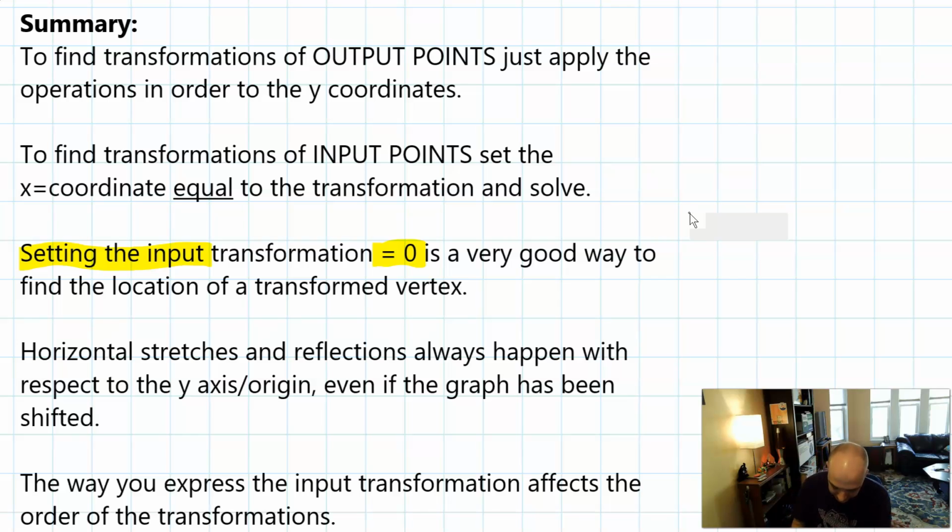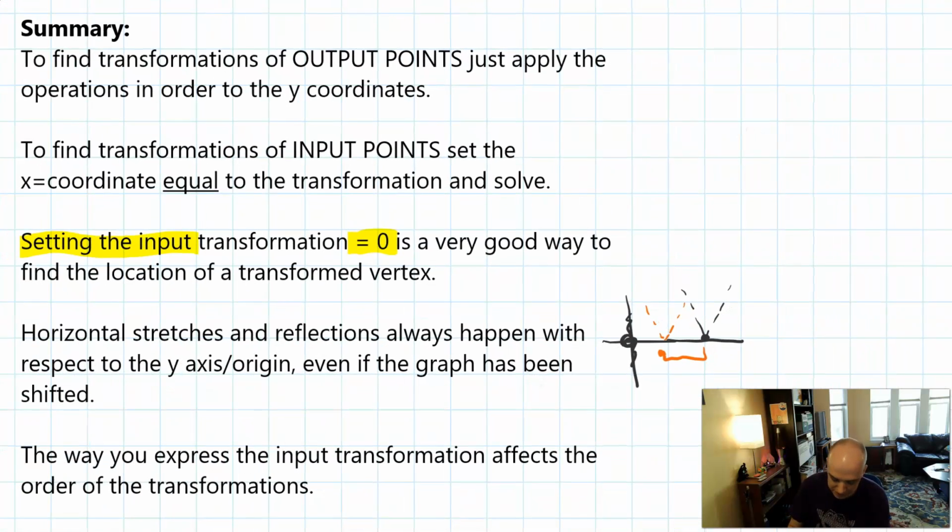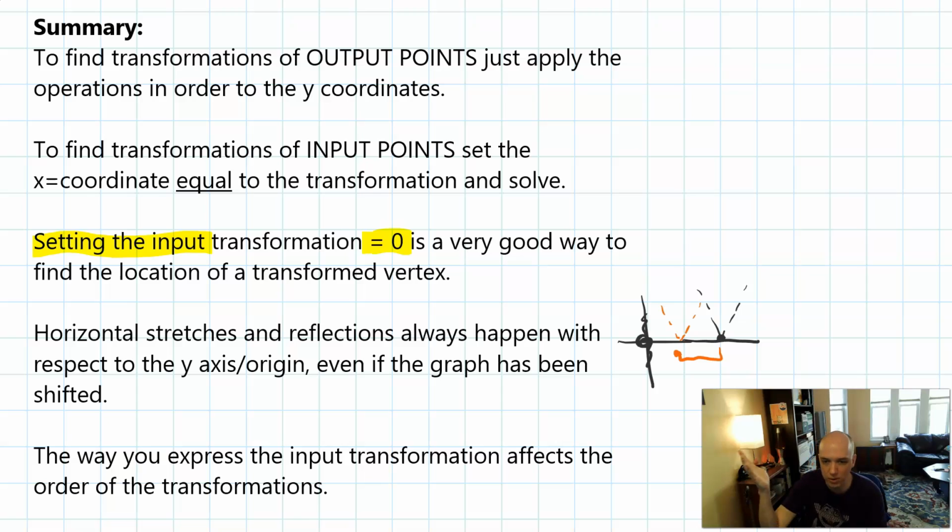Finally, if you're doing horizontal stretches and reflections, notice that stretches and reflections still always happen with respect to the y-axis and or 0 point, even if you have a vertex that's way over here. So if you have a vertex that's over here, but you're shrinking it down, the vertex is going to have to move as well. Which is why we talked about ways that you can change the order of your stretches so that you're doing all of those difficult stretches and reflections first. And that's the last point, which is that the way you express the equation can affect the order you do the transformations in. And there are multiple ways to approach it.